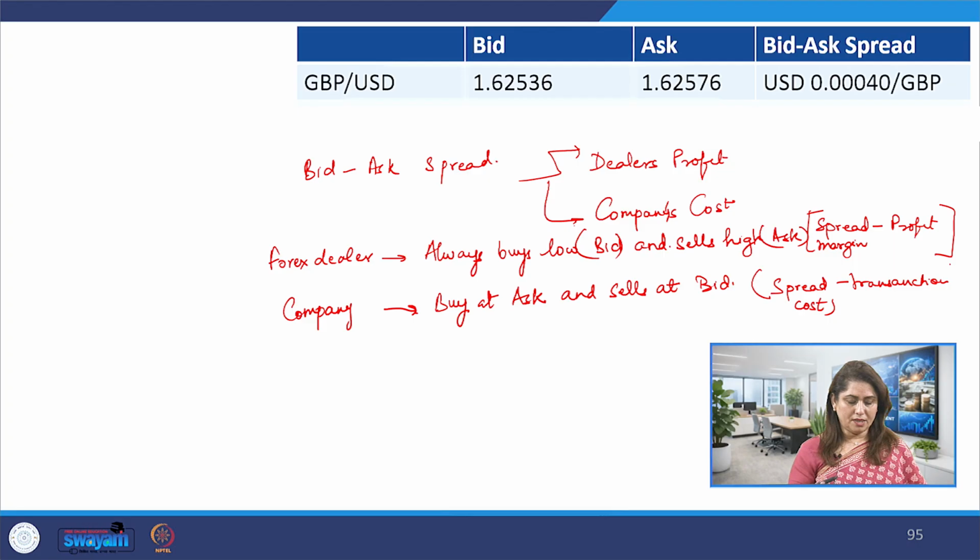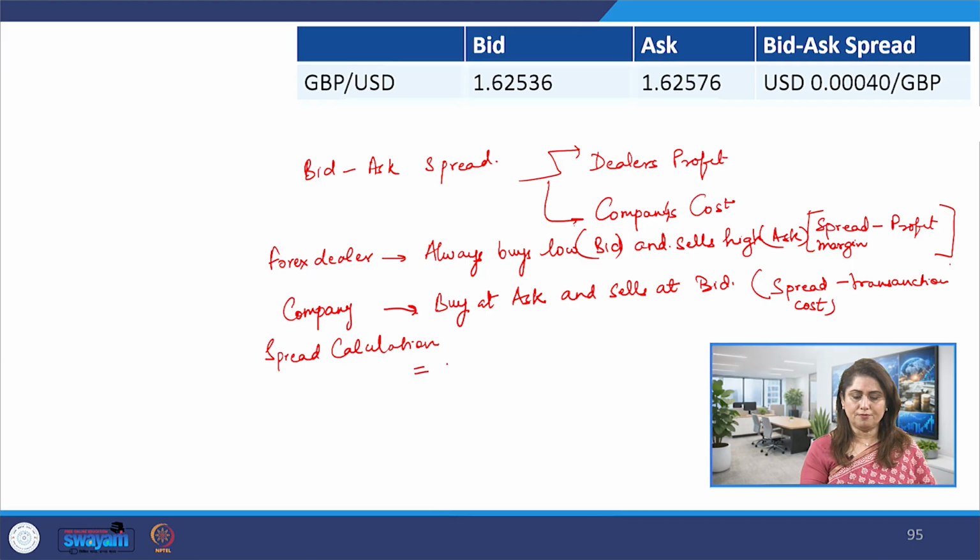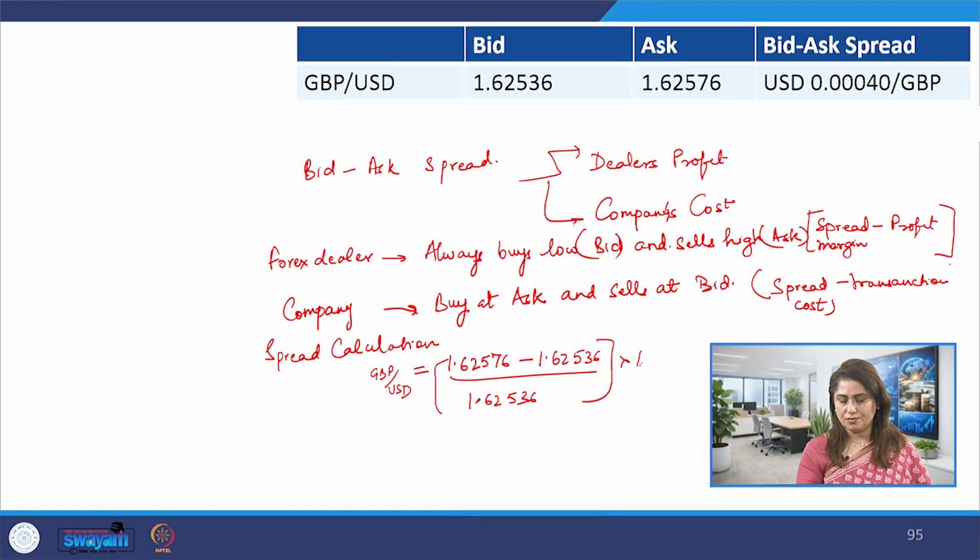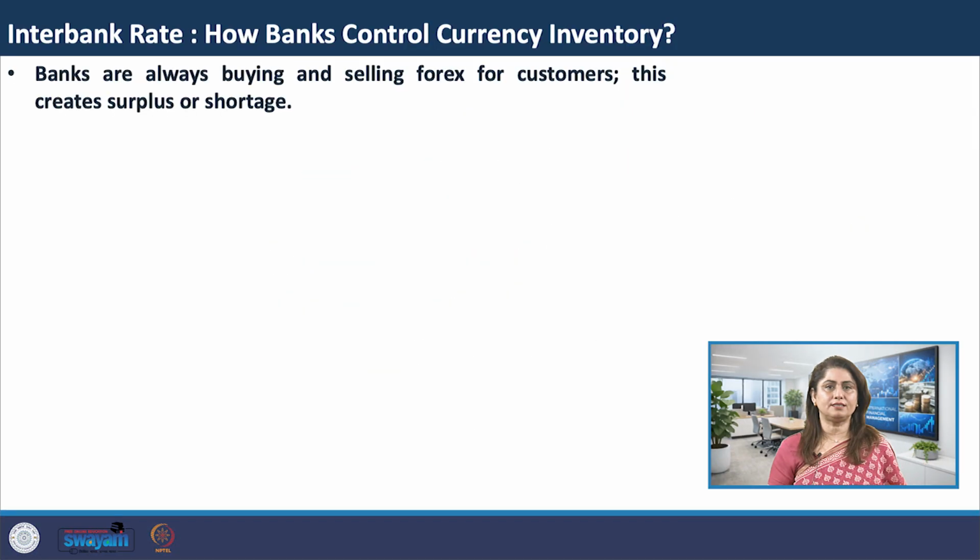Now let us do the spread calculation. The spread calculation in case of GBP USD is 1.62576 minus 1.62536, divided by 1.62536, into 100, which gives us 0.0246%.